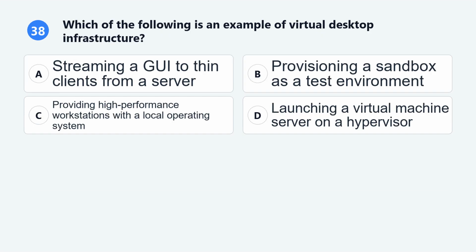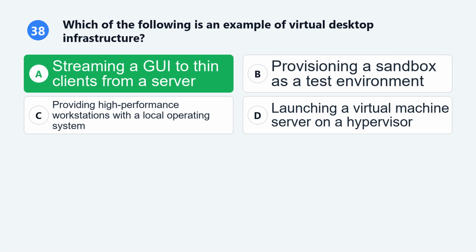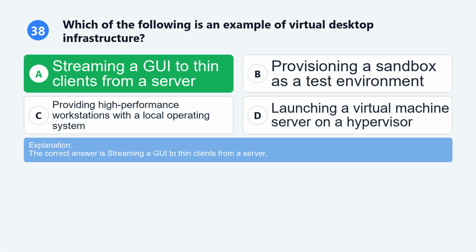Question 38. Which of the following is an example of virtual desktop infrastructure? Option A. Streaming a GUI to thin clients from a server. Option B. Provisioning a sandbox as a test environment. Option C. Providing high-performance workstations with a local operating system. Option D. Launching a virtual machine server on a hypervisor. The correct answer is option A. Streaming a GUI to thin clients from a server.